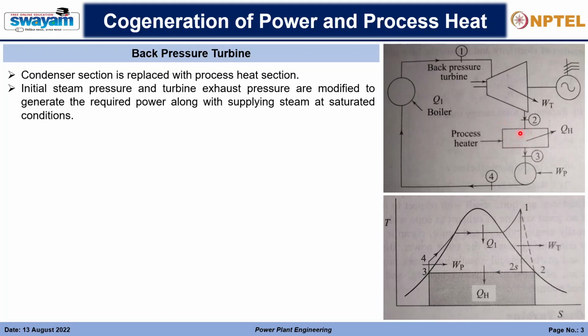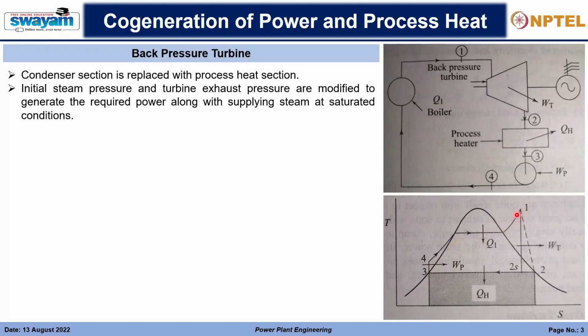The various processes wherein heat treatment is required will be provided the steam in those sections, and from there the pump will take up the feed water, the water which has condensed, and again supply it to the boiler. So the condenser is removed and the process heater is placed in this part. But there is one thing we have to take care of: the inlet to the turbine. The initial steam pressure and turbine exhaust pressure are to be modified to generate the required power, along with supplying the steam at saturated conditions. By inlet to the turbine I mean this particular point, point 1.